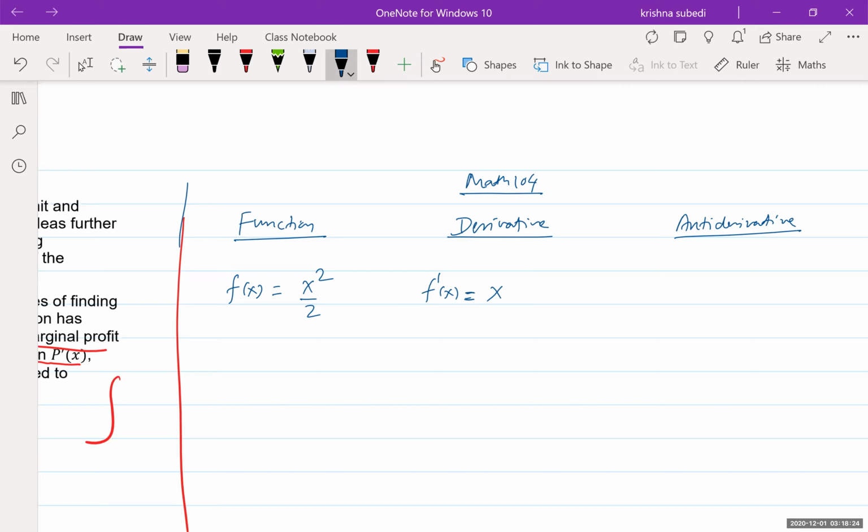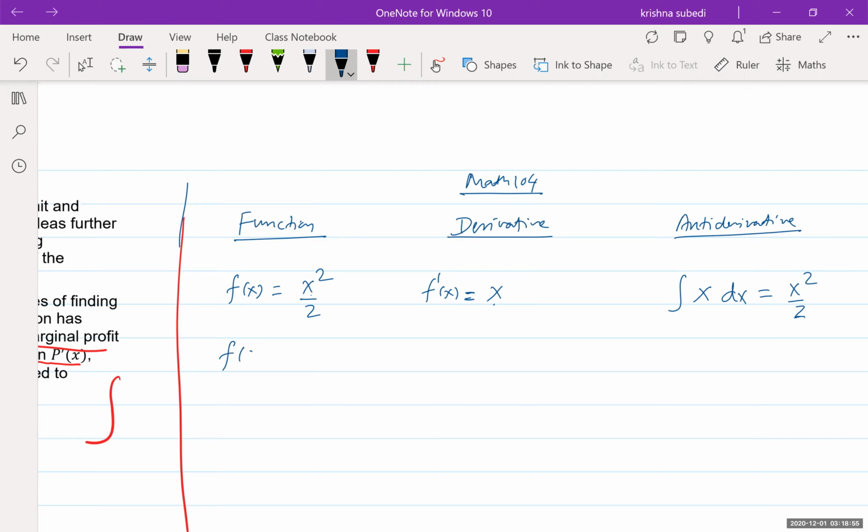So the antiderivative of this will be, if you do the antiderivative, you should get x squared over 2. So that means the antiderivative of x dx must be x squared over 2. Okay, antiderivative of x must be x squared over 2.